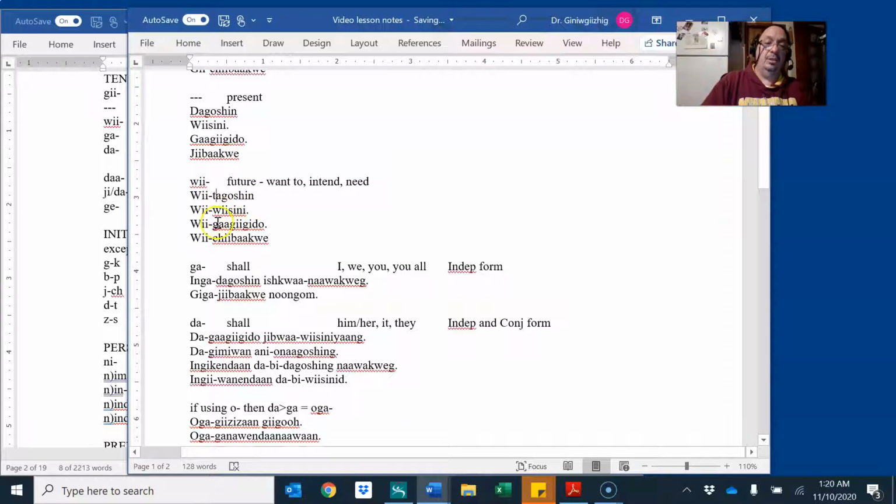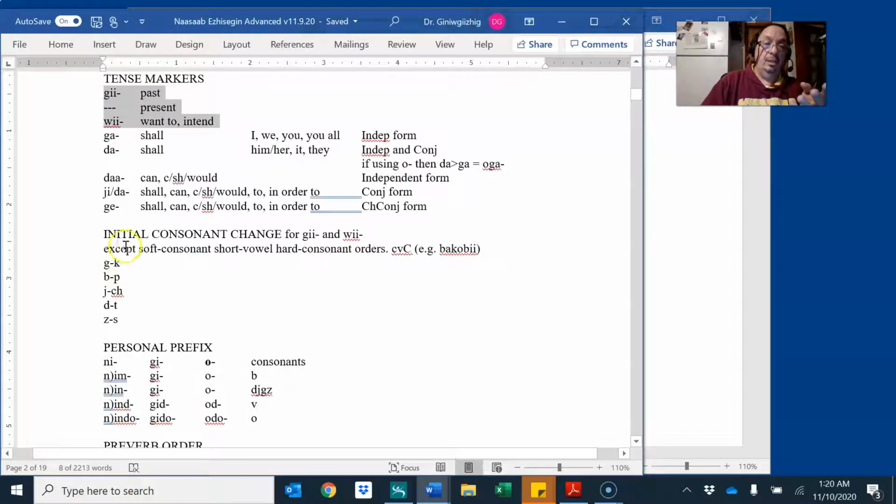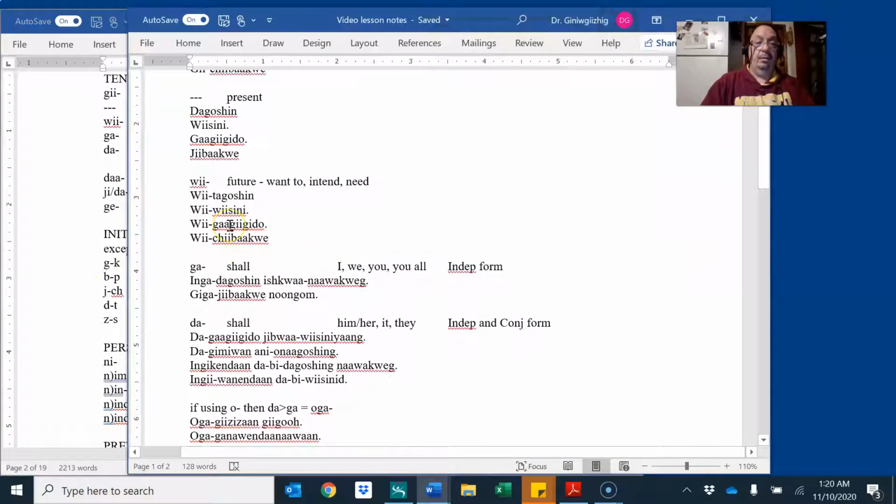W doesn't change. Gagigado, we gagigado, she wants to talk. G is going to change to K, initial consonant change. We kagigado. And we changed jibakwe to chibakwe. We chibakwe, he wants to cook. I'll just say she because it covers both he and she in the word.